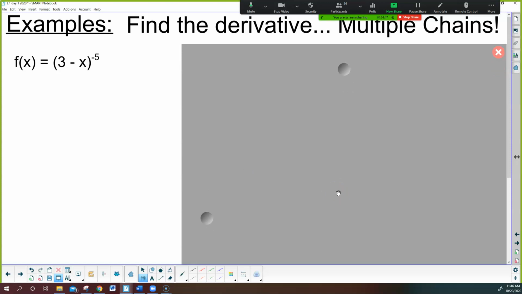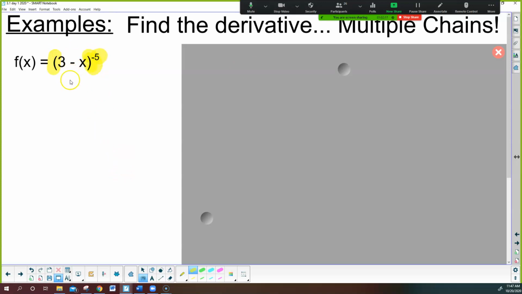Now, sometimes we do, sometimes we don't. And that's what I'm trying to show you here: when do we know we have more than one inside function? So our whole directions today have mostly been find the derivative. All right, so first thing I'm going to look at is my outside function. That is something to the -5th power.